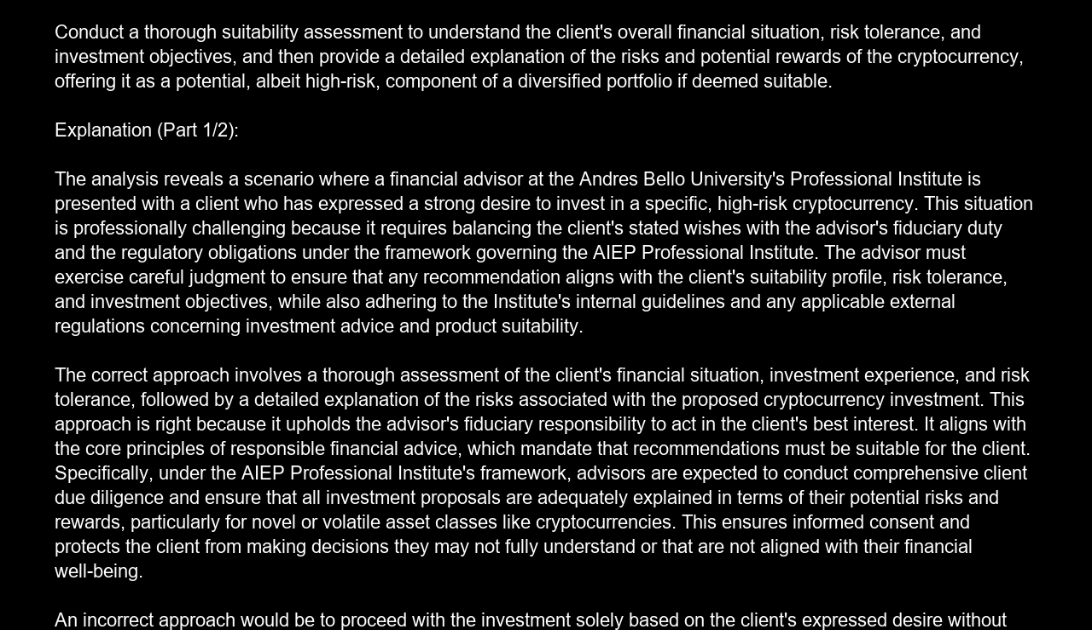This approach is right because it upholds the advisor's fiduciary responsibility to act in the client's best interest. It aligns with the core principles of responsible financial advice, which mandate that recommendations must be suitable for the client. Specifically, under the AIEP Professional Institute's framework, advisors are expected to conduct comprehensive client due diligence and ensure that all investment proposals are adequately explained in terms of their potential risks and rewards, particularly for novel or volatile asset classes like cryptocurrencies. This ensures informed consent and protects the client from making decisions they may not fully understand or that are not aligned with their financial well-being.